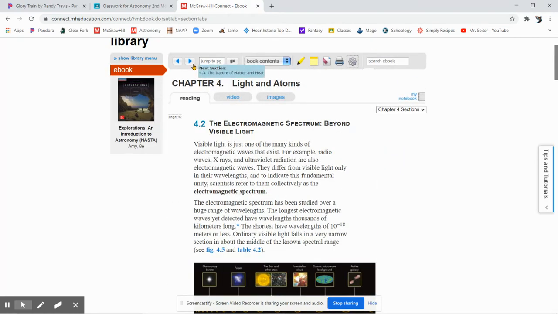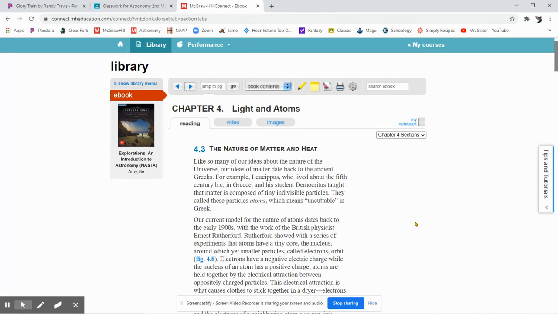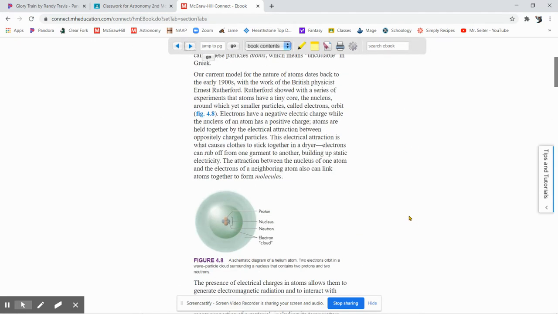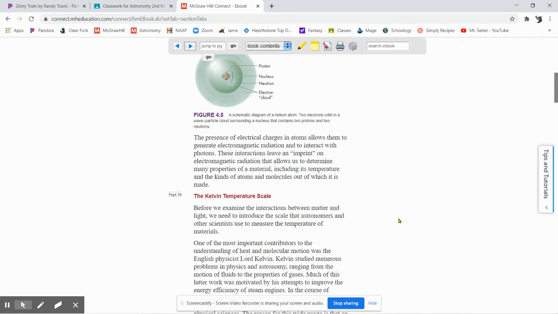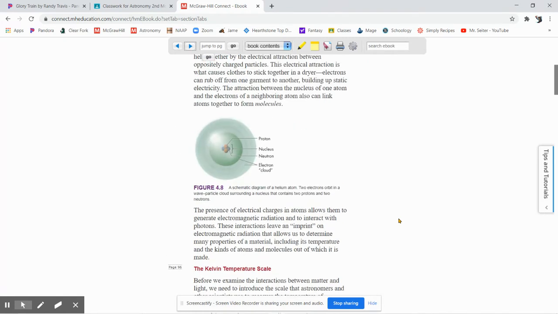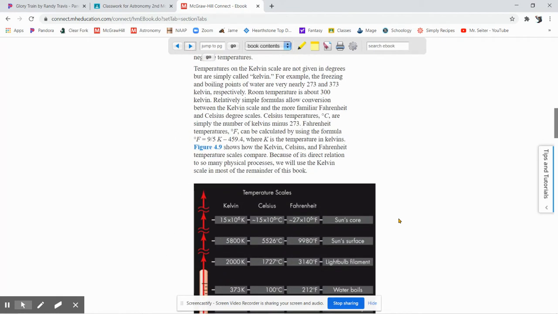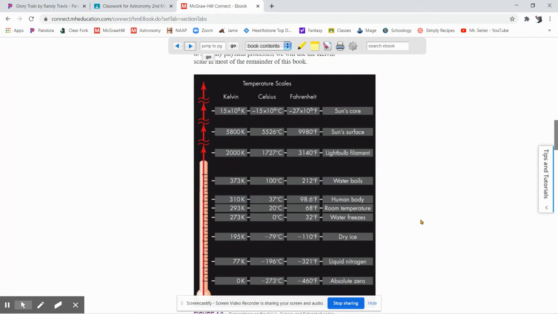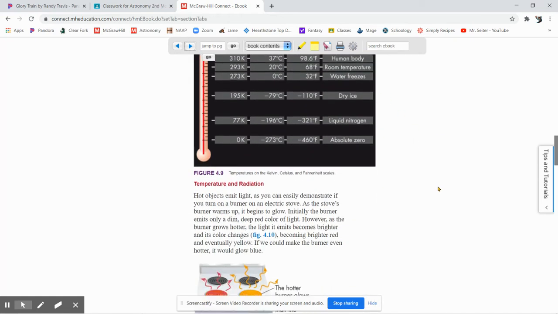The next section, 4.3, the nature of matter and heat. All right. And this goes in how it starts with the atom, protons, neutrons, and then the electrons cruising around the outside. Goes with the temperature scale of Kelvin. And Kelvin studied steam mostly because at the time, all machines and trains, everything ran on steam. So he came up with a new temperature scale.